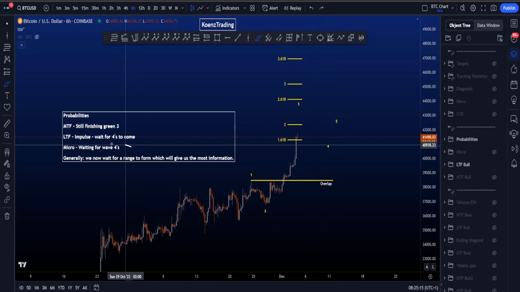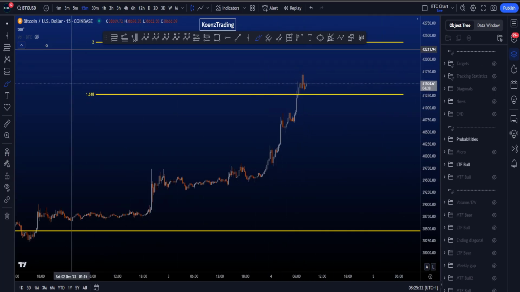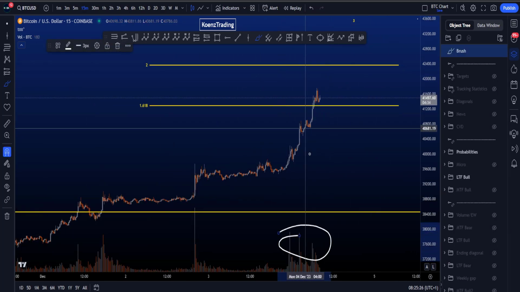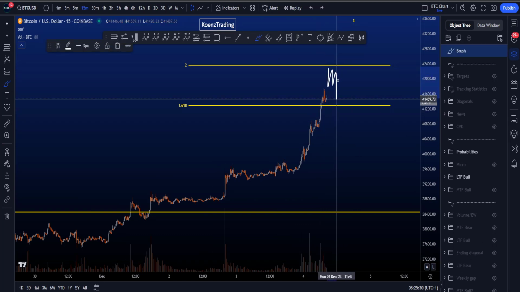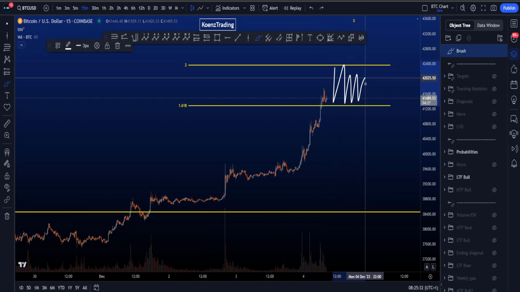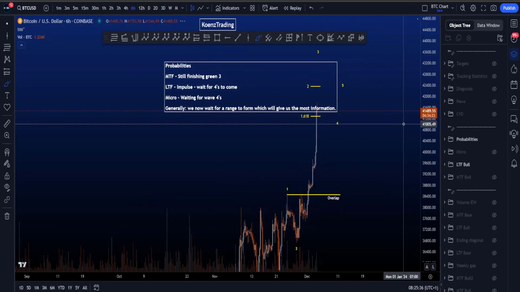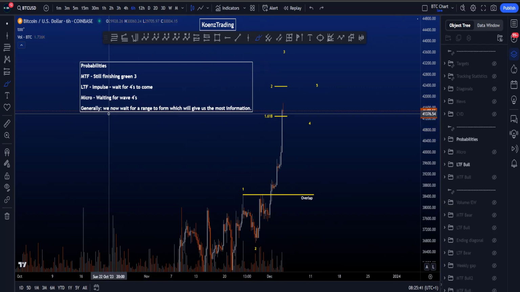And on the micro, we are simply waiting for a couple of wave 4s to come as well, because at the moment, as price is moving to the upside, we can also see that volume is coming in. We are simply waiting for price to stop pumping, start ranging, and once price starts ranging, that is when we can eventually get back to the highest probability scenarios, because that's also what I write here. Generally, we now have to simply wait for a range to form, which will then give us the most information.